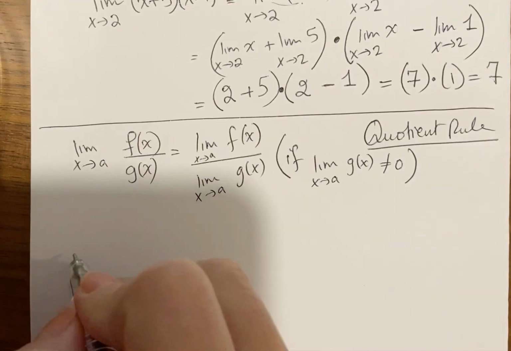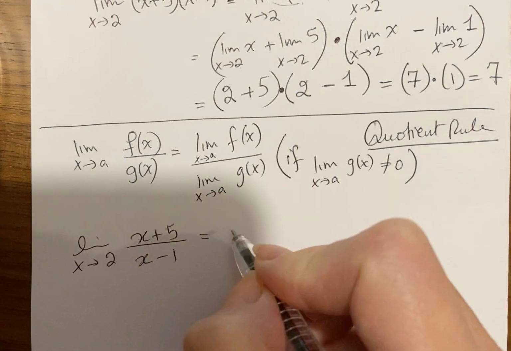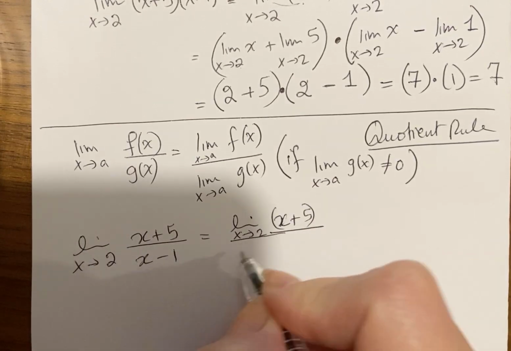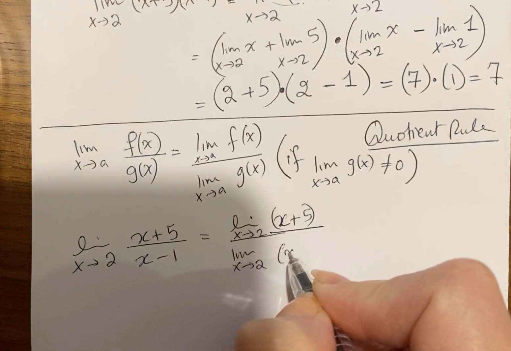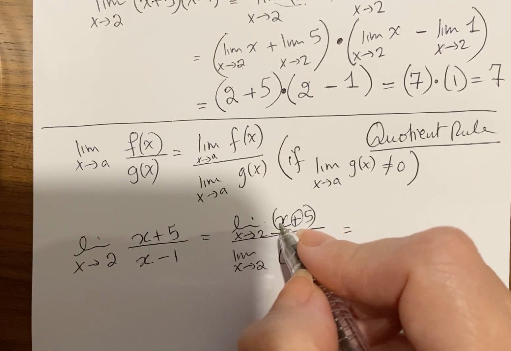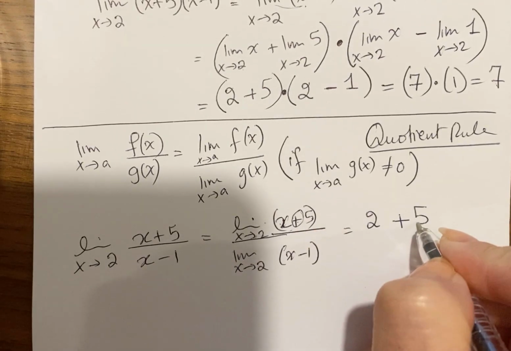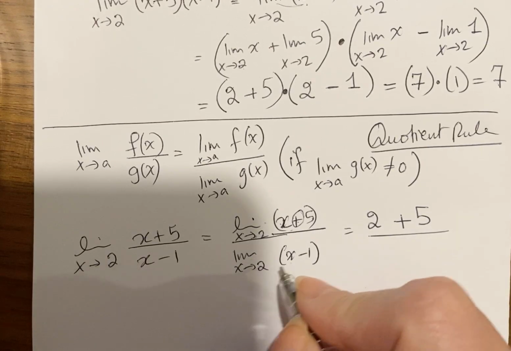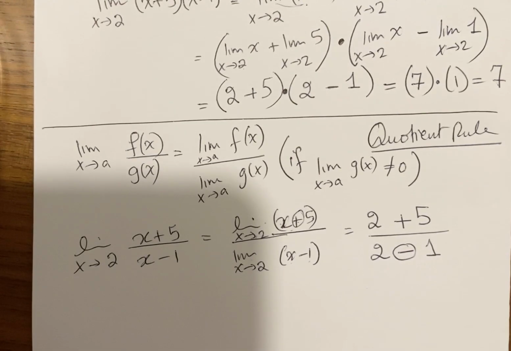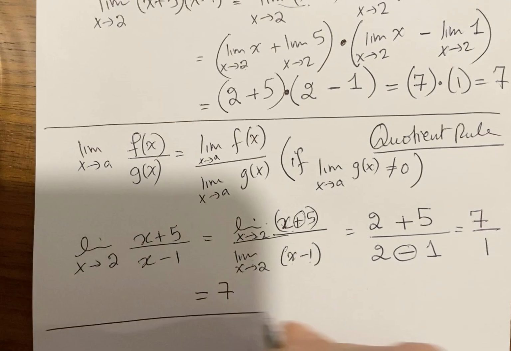So for example, what's the limit as x approaches 2 of x plus 5 over x minus 1? We do the limit of the upper function alone, the limit of the lower function alone. Then for the upper function, I use the sum rule, which says the limit of the first. What's the limit of x as x approaches 2? 2. Plus, what's the limit of 5 as x approaches 2? 5. Over the limit of x as x approaches 2, which is 2, minus the limit of 1 as x approaches 2, which is 1. This gives me 7 over 1, and the answer is, of course, 7.